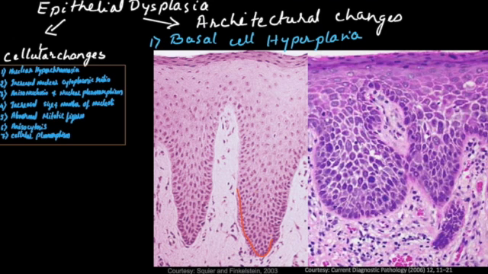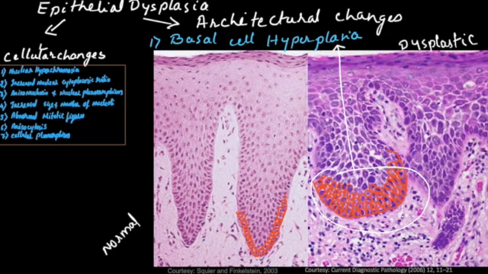For you all to understand and remember better, I have two photomicrographs. One showing a single layer of basal cells, as you can see here, and the other showing multiple layers of basal cells. You can see I'm trying to trace all the basal cells in this region, which has definitely undergone hyperplasia, that is increased number of basal cells. This is normal epithelium and the other side is the dysplastic epithelium, and this is the basal cell hyperplasia.